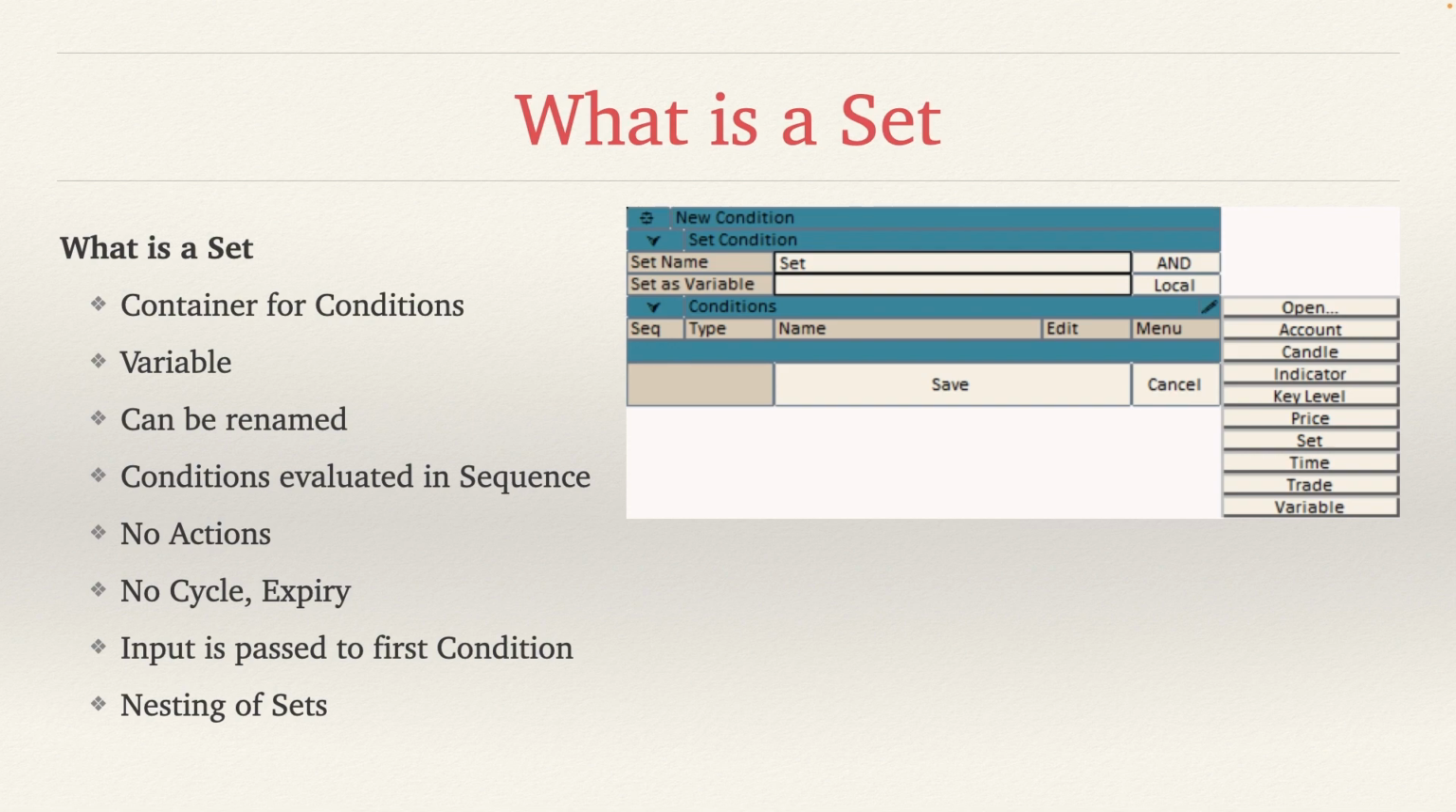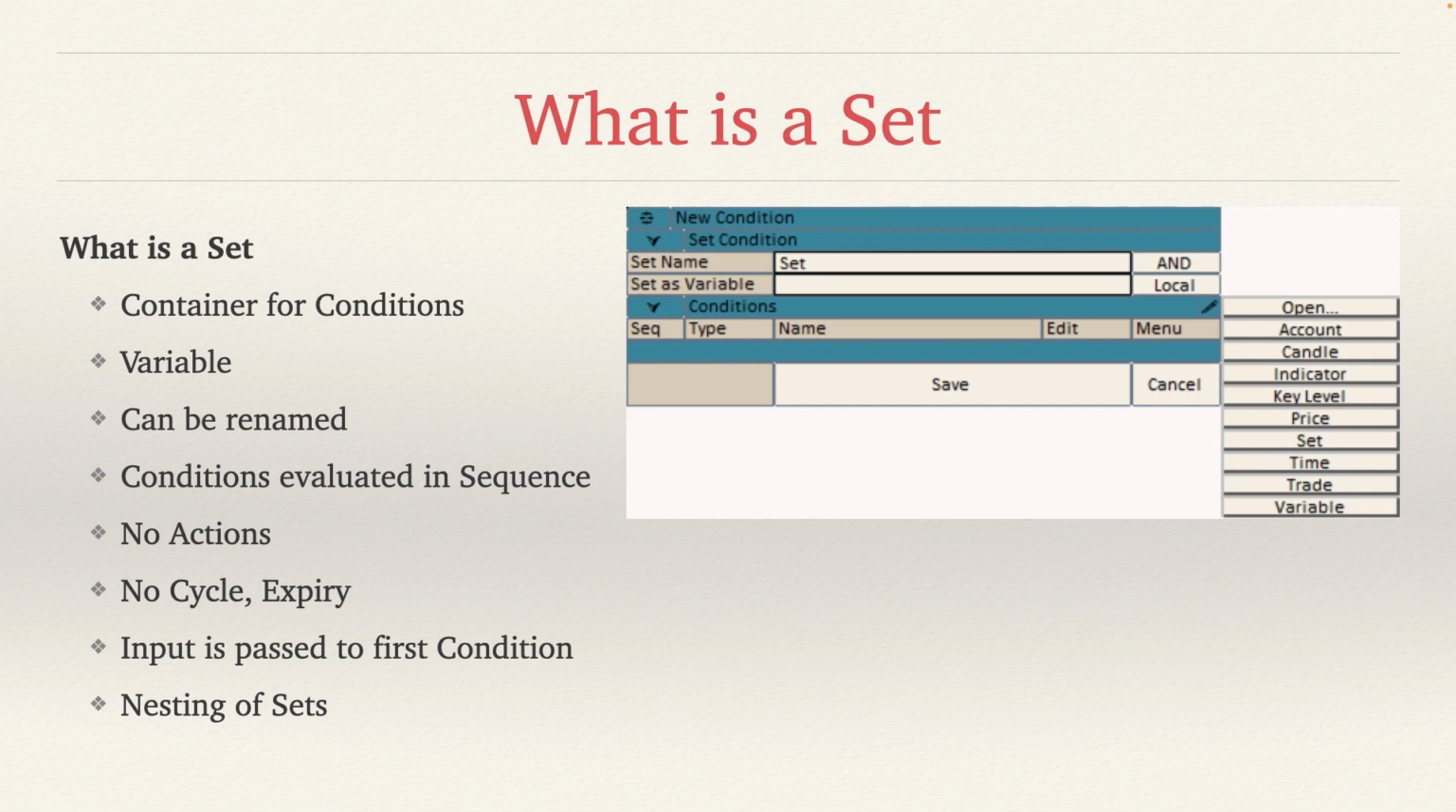The conditions in the set are evaluated in sequence. Just like with a logic set, you can click the sequence number in the first column to move that row up in the list. As you edit conditions in the list, they get their row highlighted, just like in the logic set, to help you keep track of where you are.